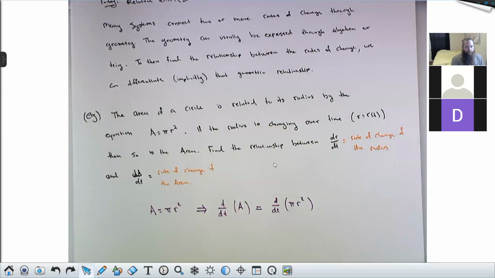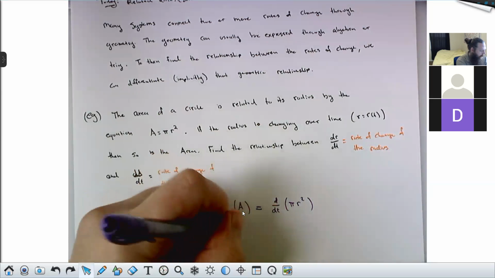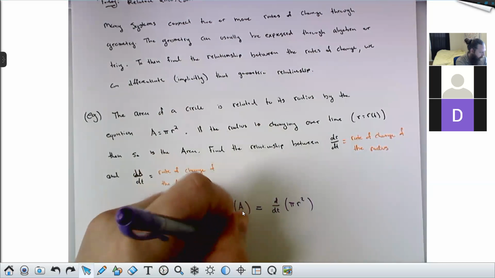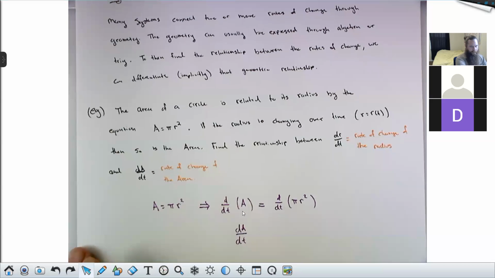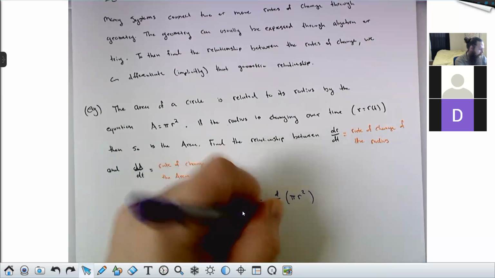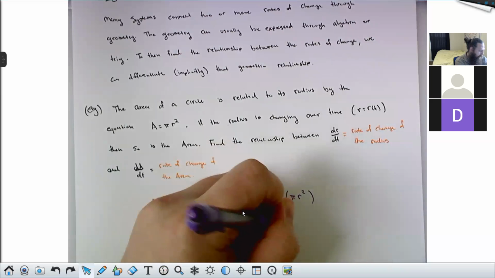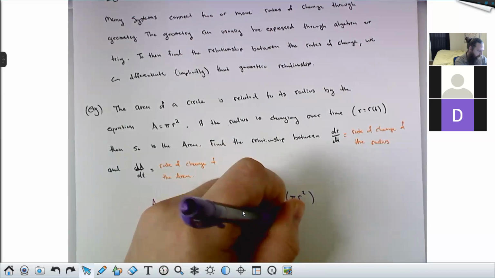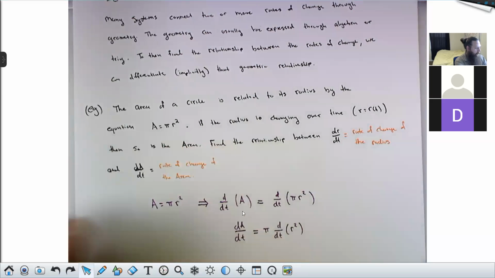And the idea here, pi, of course, is a constant. This does not change over time. Pi is the same to me now as it was to someone 5,000 years ago. But the radius is changing and the area is changing. So d/dt of A looks nice algebraically, and it is true, is dA/dt. On the right-hand side, I can pop out the pi, because it's a constant, and then I would have d/dt of r squared.